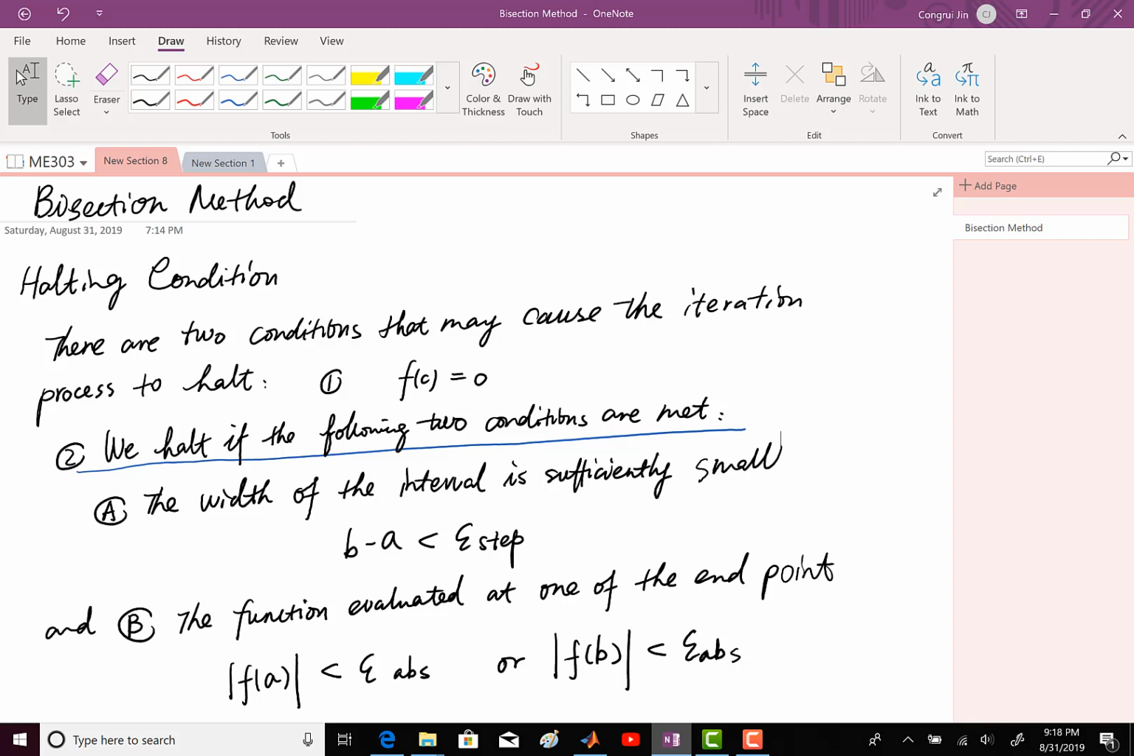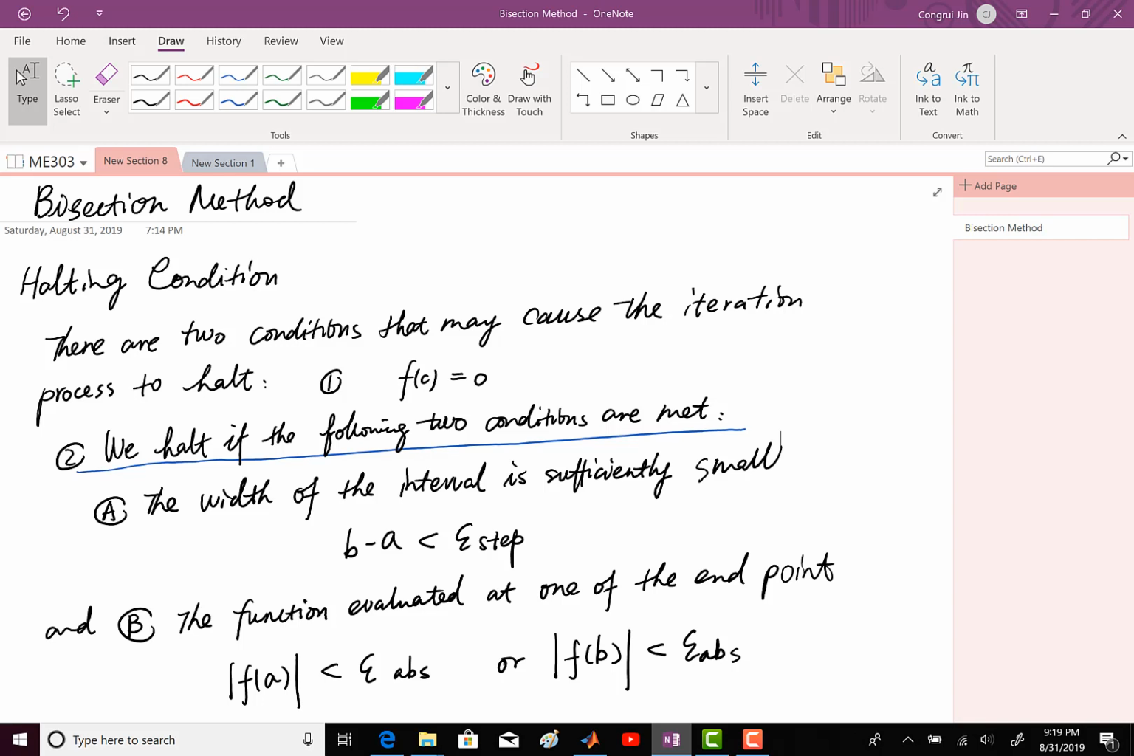Remember that we always start from the interval a to b, and then we find the middle point c, which is (a plus b) over 2. It's possible that this middle point c happens to be the root. Although it's very unlikely in practice, it's possible. If that happens, then we can stop the iteration because we have already found the root, which is c.